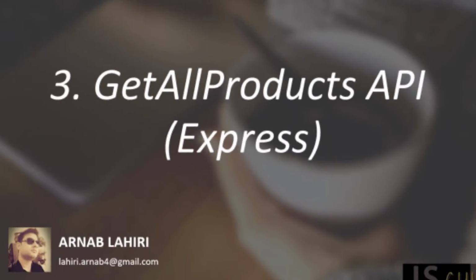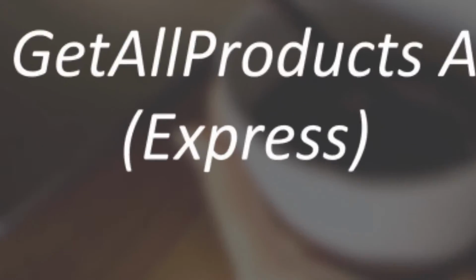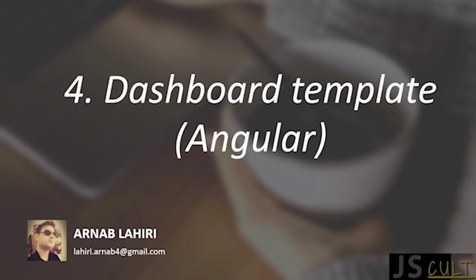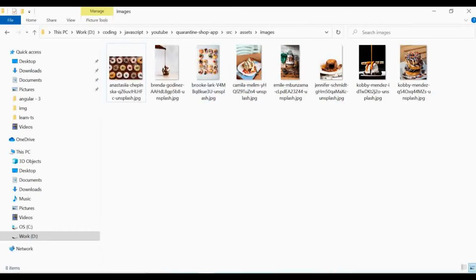Then create an API to fetch available products from the database. Last but not the least, from the UI side, we'll call the service and do relevant editing to display the products to the end user. So to start with, our Mongo daemon is ready. Kept a few product images inside the assets folder.